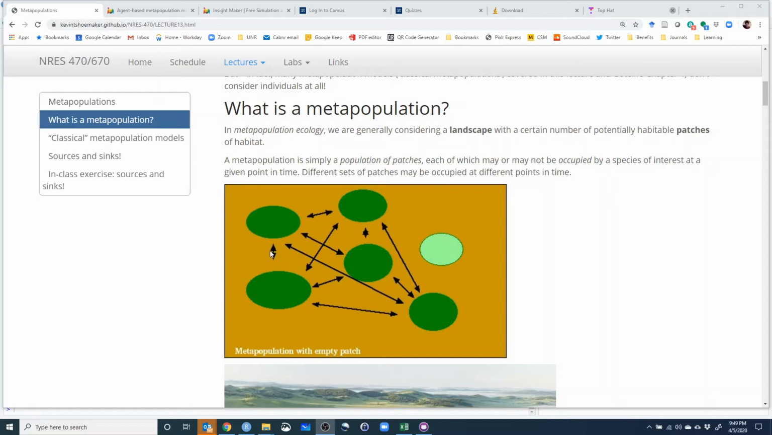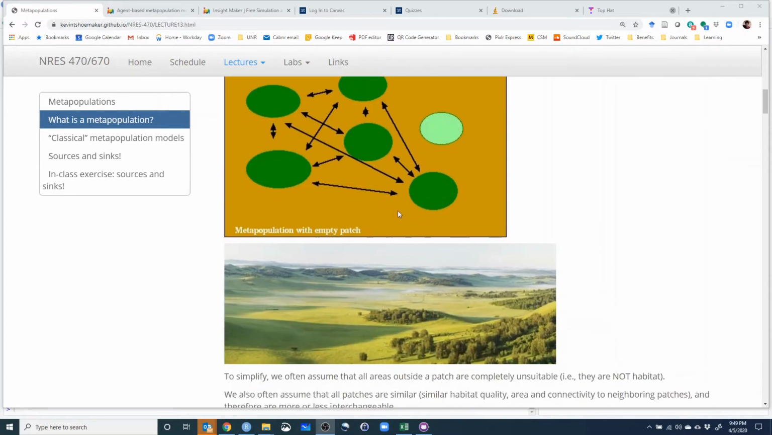So a metapopulation is simply a population of patches. Essentially, we're stepping back and seeing this whole different level of a population. We have not only one population, but we have 2, 3, 4, 5, 6 populations. We step back, and now we're thinking of a population of populations, essentially, or a population of patches. And each patch may or may not be occupied, and different sets of patches may be occupied at different points in time. So at another point in time, this patch might become extinct, and this patch is occupied. So that is really what we're talking about when we are talking about metapopulations.